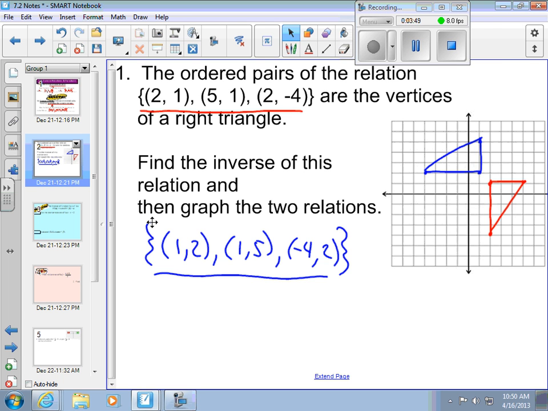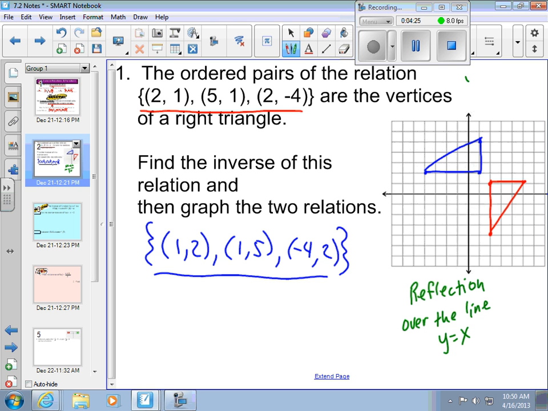Anytime you graph both the relation and its inverse, it ends up being a reflection. Recall from geometry reflections where you take a shape and flip it over a line of reflection. Anytime you graph a relation and its inverse, it's always a reflection over the line y equals x. Now the line y equals x, we'll graph that on here to show you that it is actually a reflection over that line.